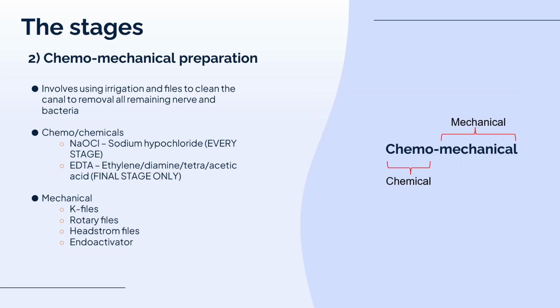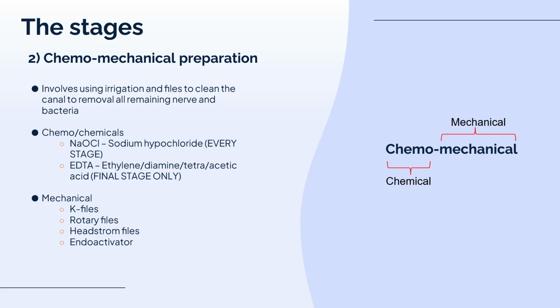Stage 2, step 2, CMP or chemomechanical preparation. Okay, the name says it. It's chemical and mechanical. So chemical comes from the hypochlorite that we use to rinse inside the tooth, and mechanical is the scrubbing action. So think about it as like washing a plate. You use soap, which is a chemical, and then the mechanical is you moving your sponge to scrub. So that's chemomechanical preparation, or step 2, stage 2, or CMP for short.